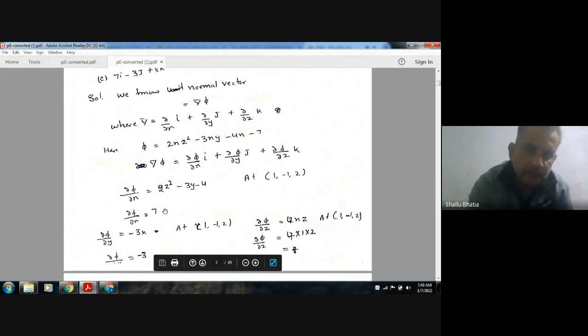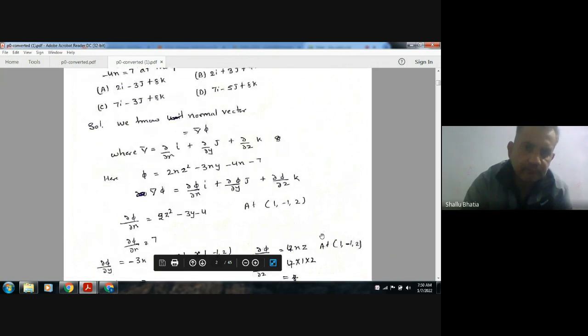Similarly, partial phi by partial y is minus 3x. At the point (1, minus 1, 2), because there is no y in the other terms, it is only this, so partial phi by partial y will be minus 3. Similarly, partial phi by partial z is 4x, and all the other terms will be 0. At this point, partial phi by partial z is 4 into 1 into 2, which is 8. So the answer will be 7i.